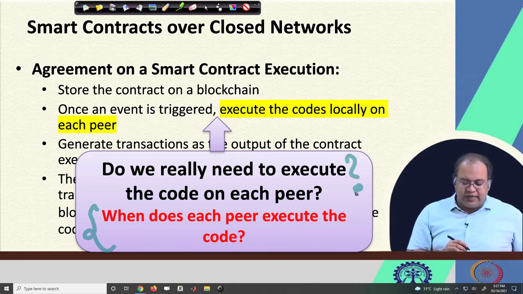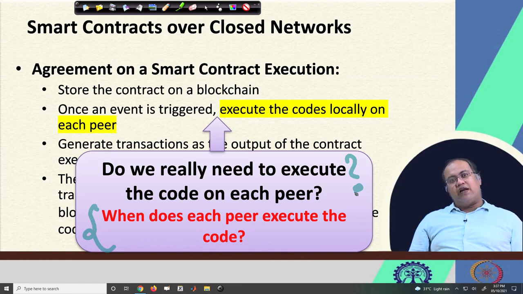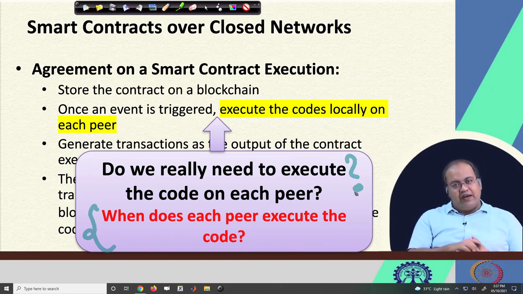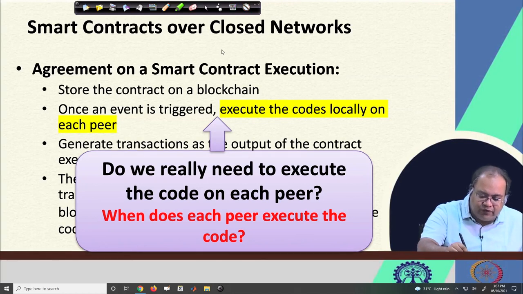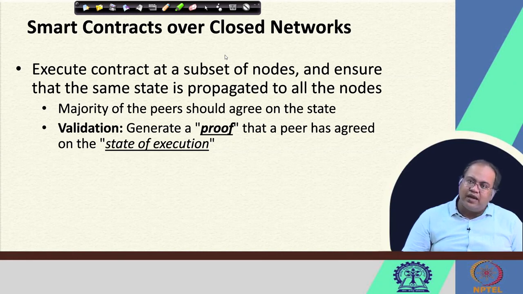The first question says: do we really need to execute the code on each peer? Is it like I have submitted a smart contract and in my blockchain network currently there are 100 peers, and everyone of those 100 peers needs to validate the code? That is the problem that we have, and let us see how we can solve it. What we can do is execute the contract on a subset of nodes and ensure that the same state is propagated to all the nodes.